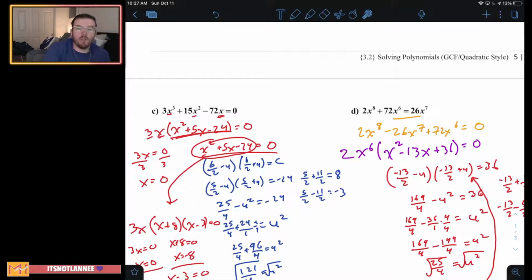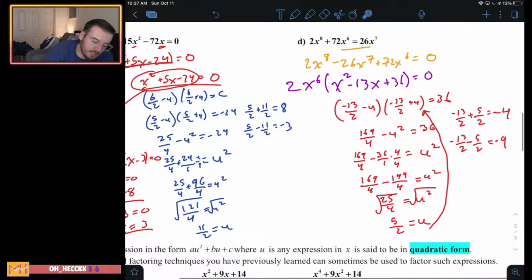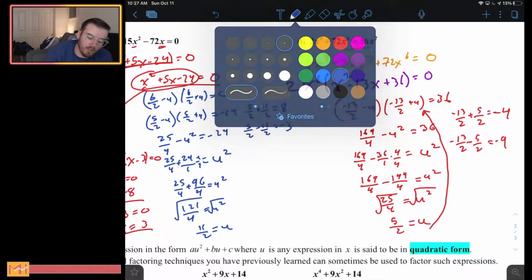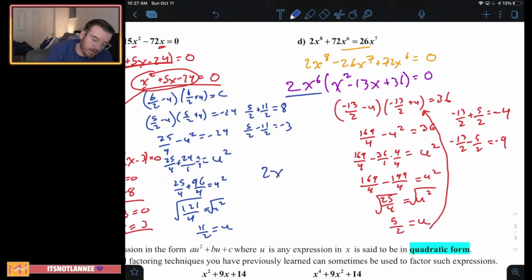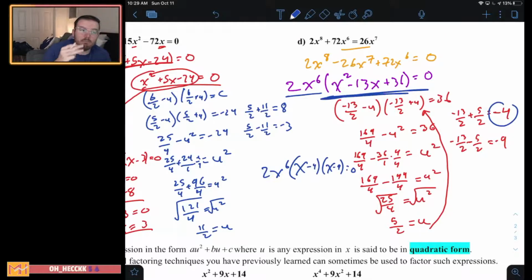So whatever you feel comfortable doing from Unit 2, whether it was completing the square, or the U method that I'm doing right here, it's up to you. But somehow you have to get to this point where, okay, I can factor out 2x to the 6th, and now I know that this breaks up into x minus 4 times x minus 9. And now I can see my 3 solutions. This one is 0, this one is 4, and this one is 9.